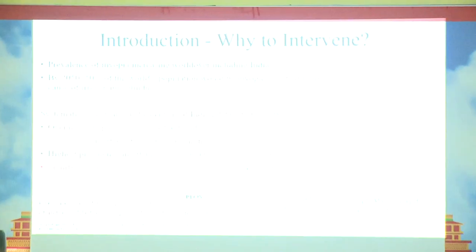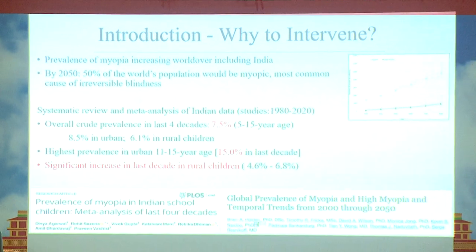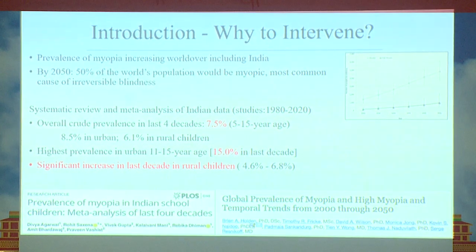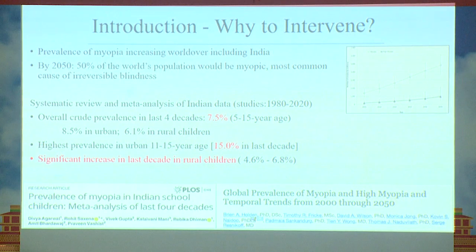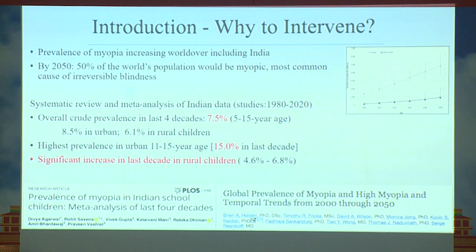We actually did a systematic review and meta-analysis of all the data available in India over the last 4 decades, and based on that we came to a crude prevalence of 7.5%. The most startling thing we found, and unfortunately this data is pre-COVID so we don't know the impact of COVID, though we all agree that it is probably going to accelerate the progression of myopia, was the significant increase in the last decade in rural children. While we used to think that rural areas are rather safe, just in the last decade it has apparently increased from 4.6 to 6.8 based on the data sets that we have from various parts of India.